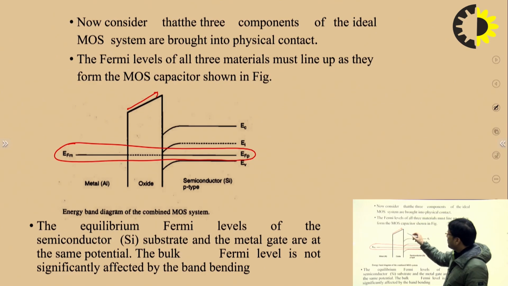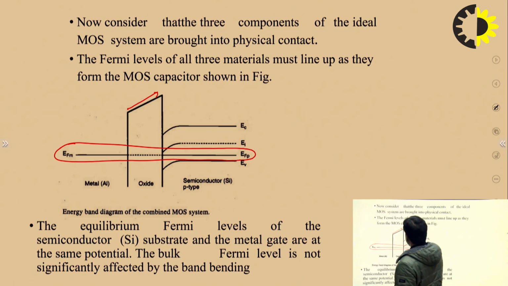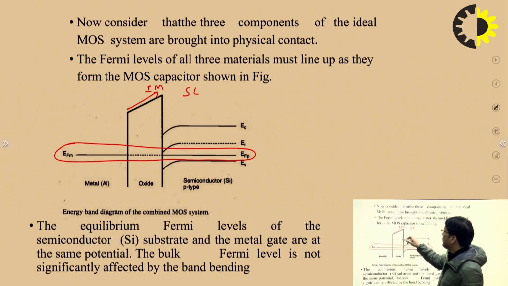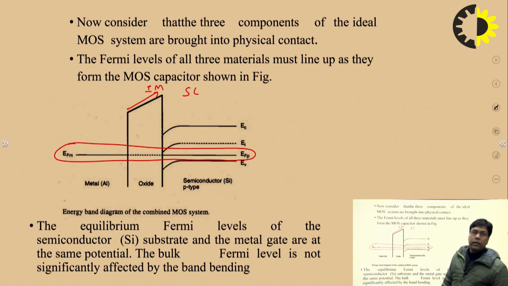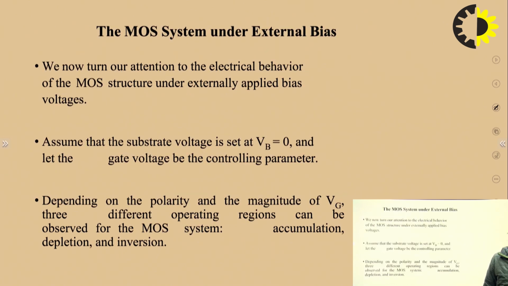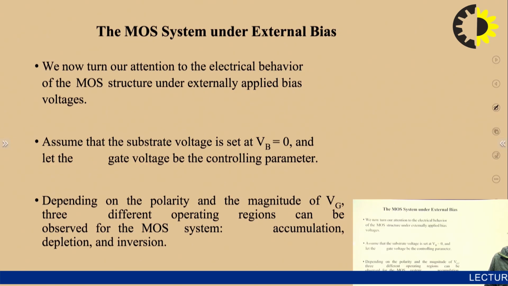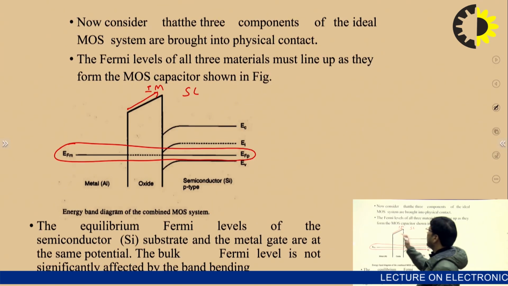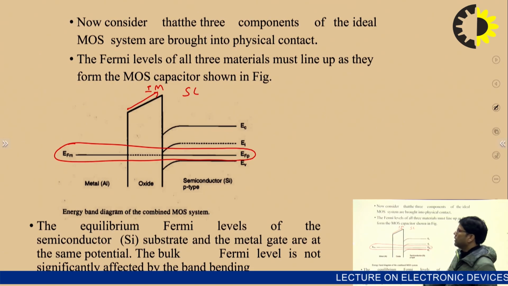That's why the slope is in the downward direction, right? And there is a bending near the interface between the semiconductor and the insulating material, that is the SiO2 layer. So next is the MOS system under external bias. Here the Fermi level is aligned under the unbiased condition.